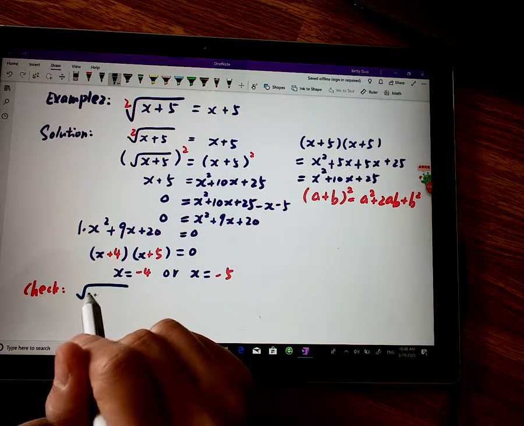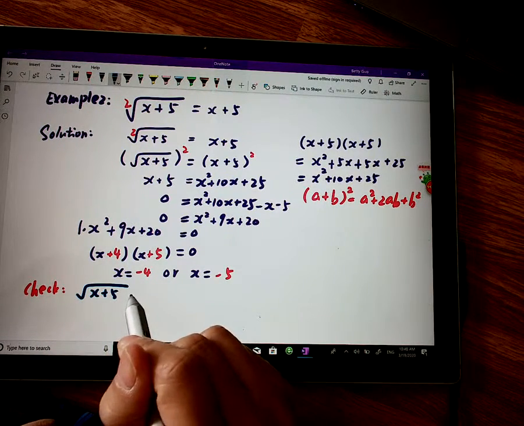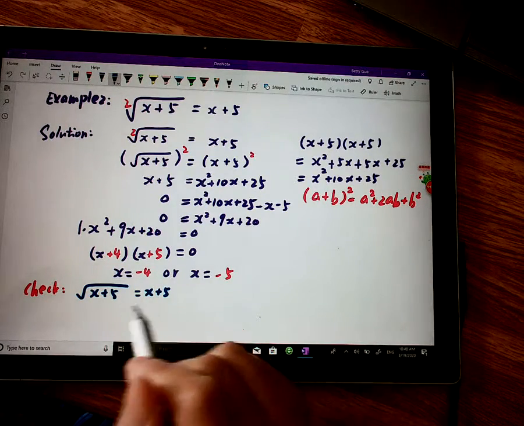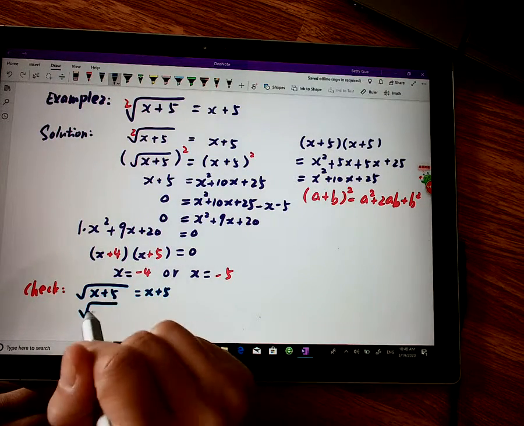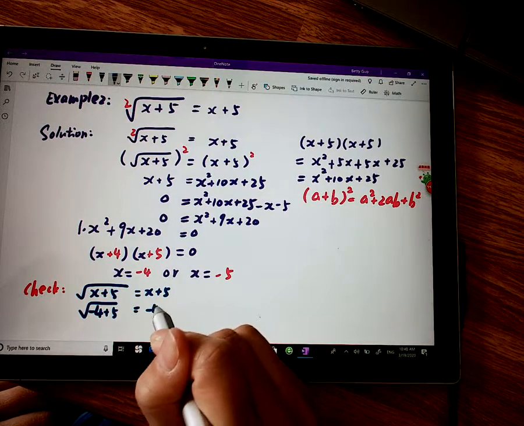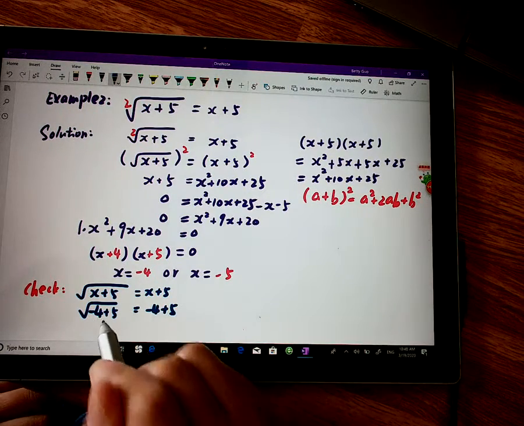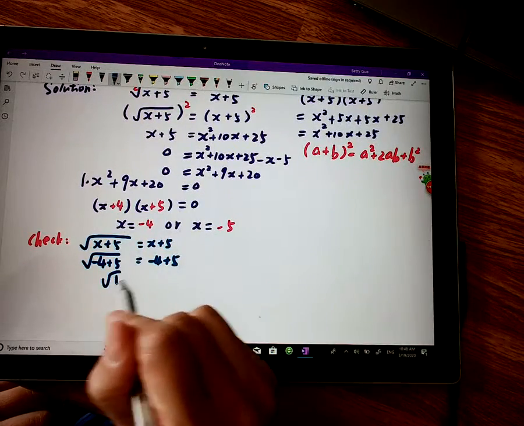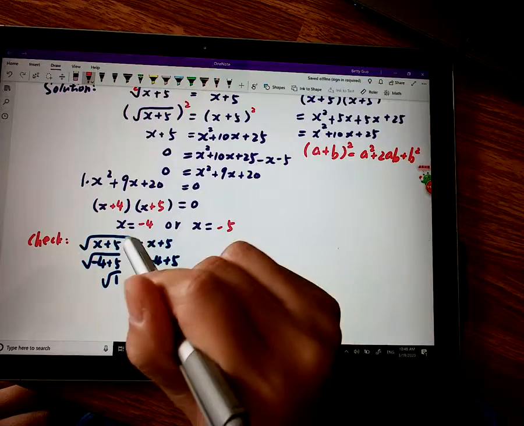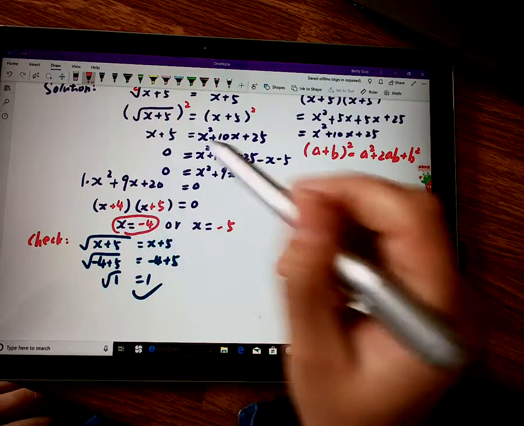So the original equation is square root of x plus 5 equals x plus 5. And we're going to plug in x equals negative 4 here. Negative 4 plus 5 is 1. So we have root 1 equals 1. That is a true statement. So we're going to keep this solution.